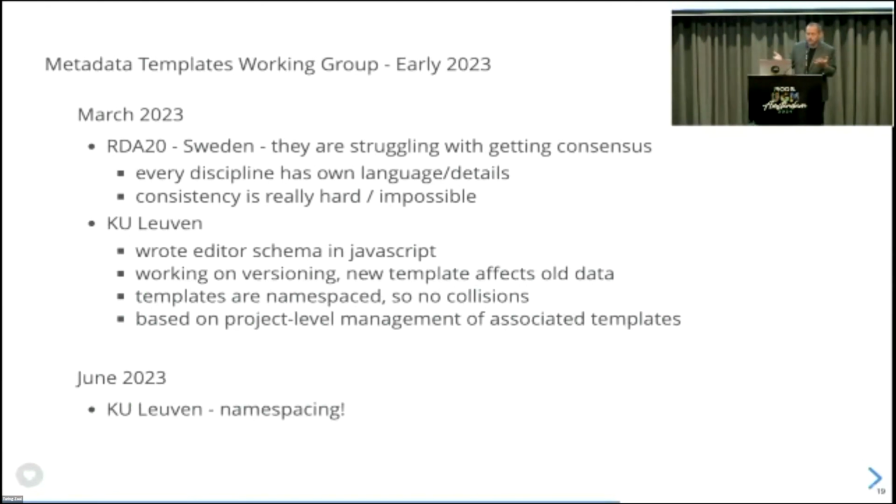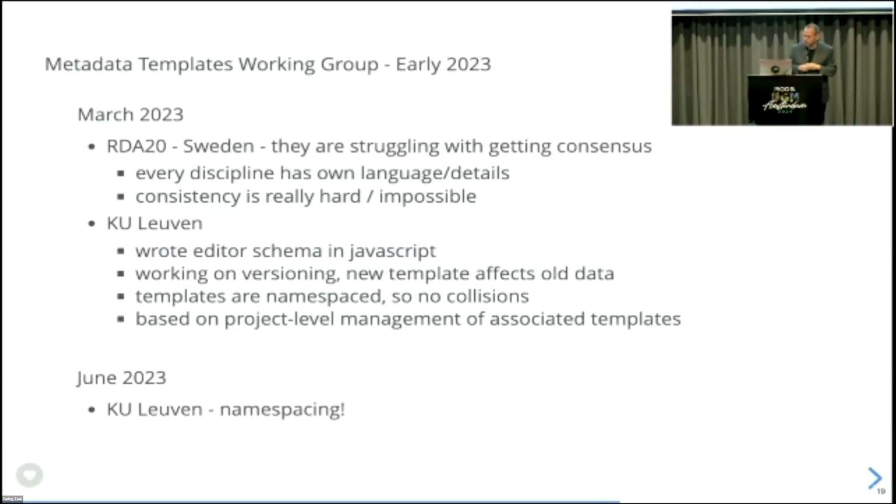I almost remember this. This is like last year. We were at RDA 20 in Sweden, and again, boiling the ocean, right? They were struggling, even amongst the same kind of domain, to get consensus on what to do. And the takeaway, again, is that every discipline, we know this, it's the broken record, right? Consistency is hard. People don't like to talk to each other. It's a mess.